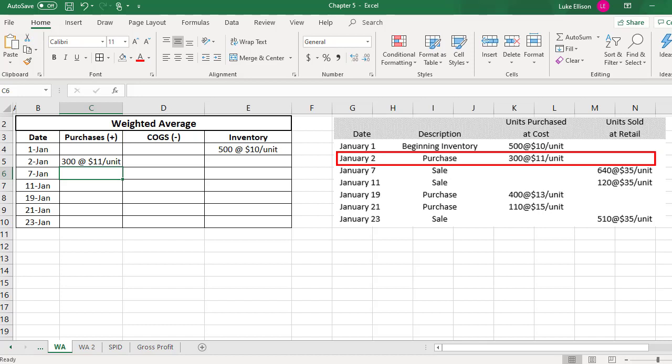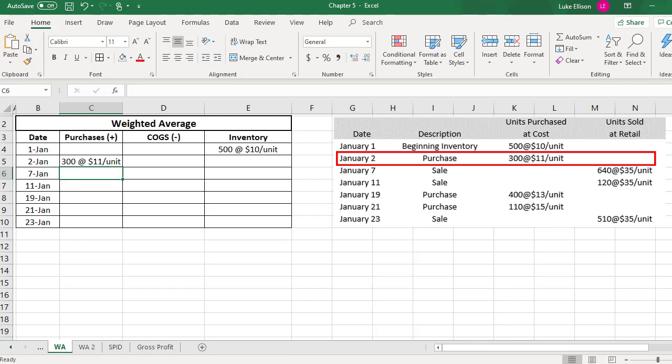We always need to fill out the inventory column, and this is where the weighted average method is going to differ from other inventory costing methods. Under any other method, we would separately list each inventory layer in the inventory column. But when we use the weighted average method, we want to list all of our inventory at one cost, and we need to calculate a new cost per unit every time there is a purchase.